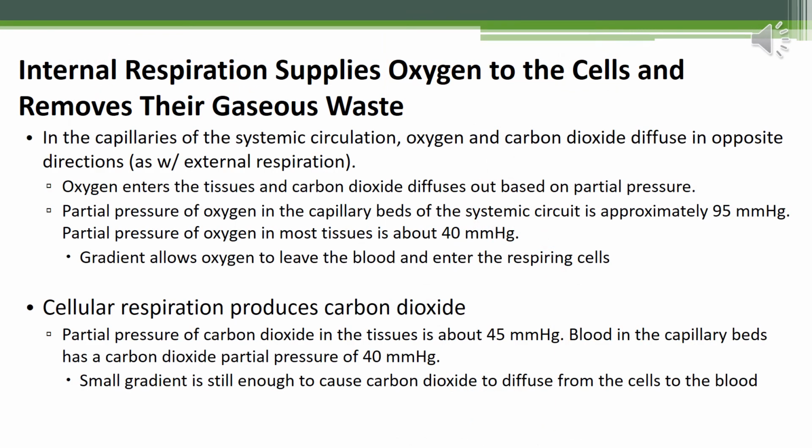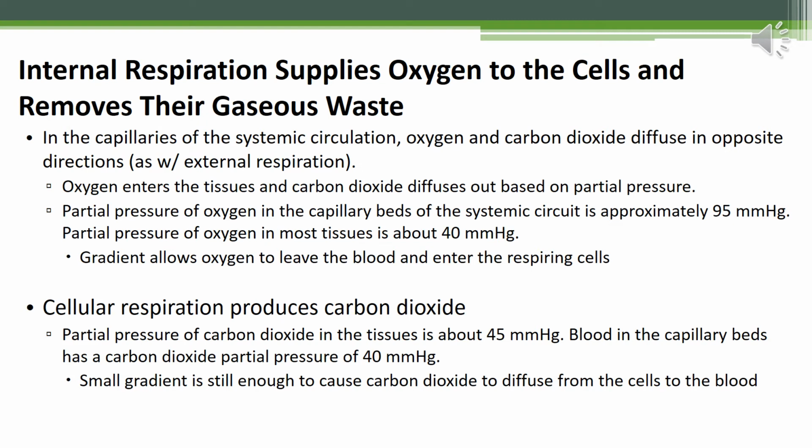Internal respiration supplies oxygen to the cells and removes the gaseous waste. So in the capillaries of systemic circulation, which occurs within the body, oxygen and carbon dioxide diffuse in opposite directions, as is what happens with external respiration, because we want oxygen to be going in and CO2 to be going out, and vice versa.